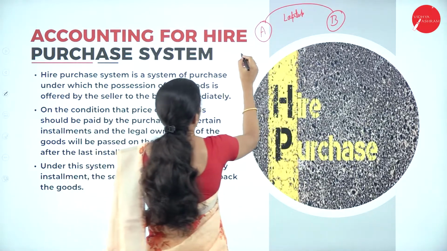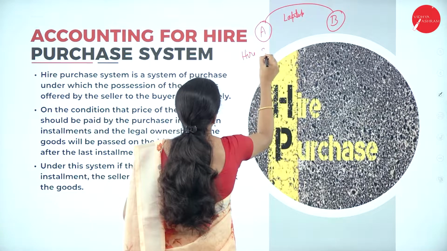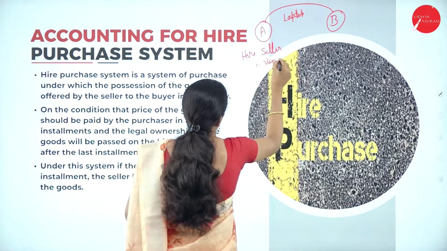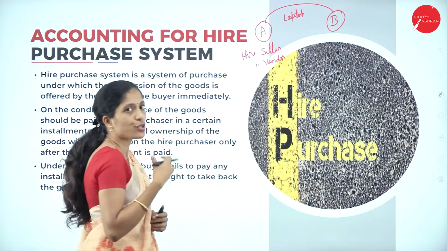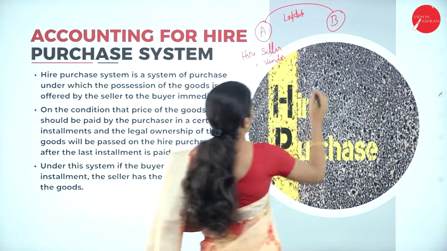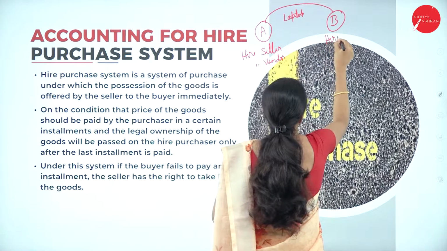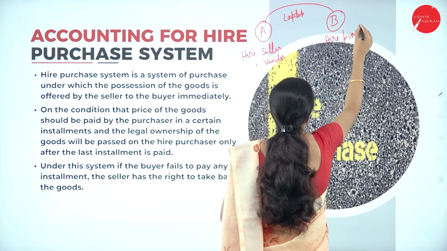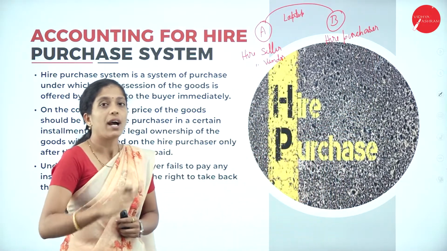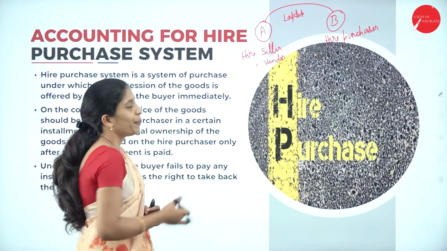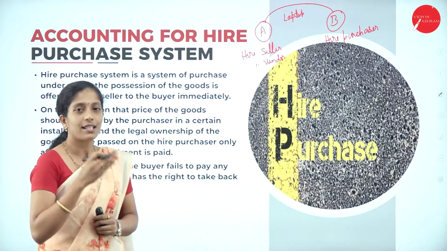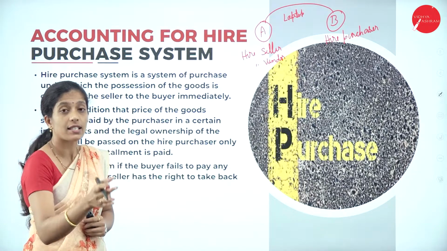Now A is called as what? Hire seller, or also called hire vendor. The person who wants to sell an asset is known as hire seller or hire vendor, and the person who wants to purchase that asset is known as hire purchaser. Now, A is having that laptop and A wants to sell that laptop to B, that is the hire purchaser. Now, the laptop transfers to B on the date the seller transfers the asset to B.